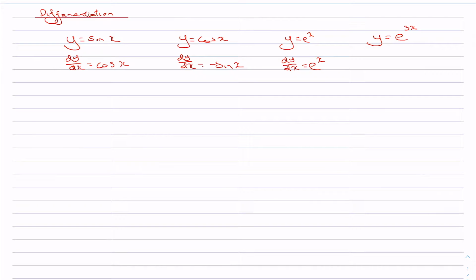Now if we have y equals e to the 3x, we need to use the chain rule where u is 3x. If I differentiate 3x, it's going to be 3. So here, it's going to be 3e to the 3x. I'm just using the chain rule there, okay?